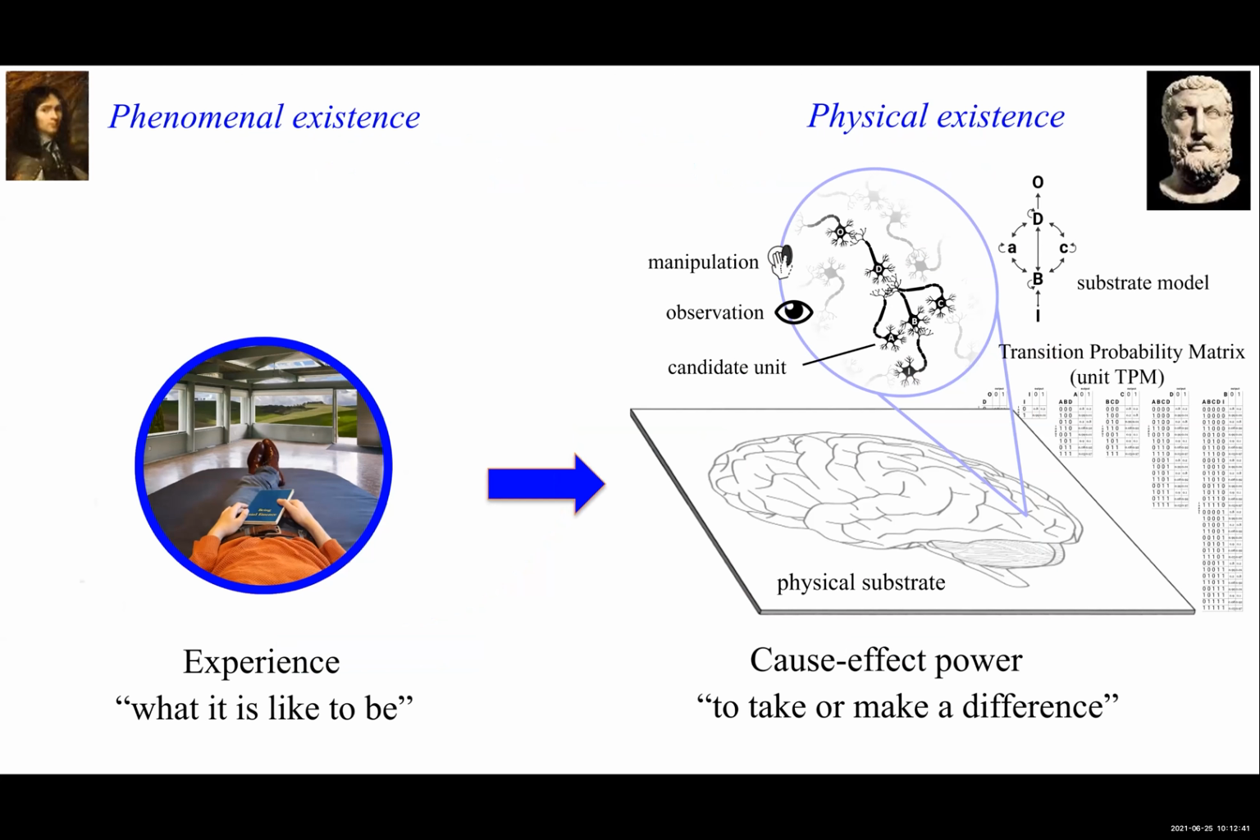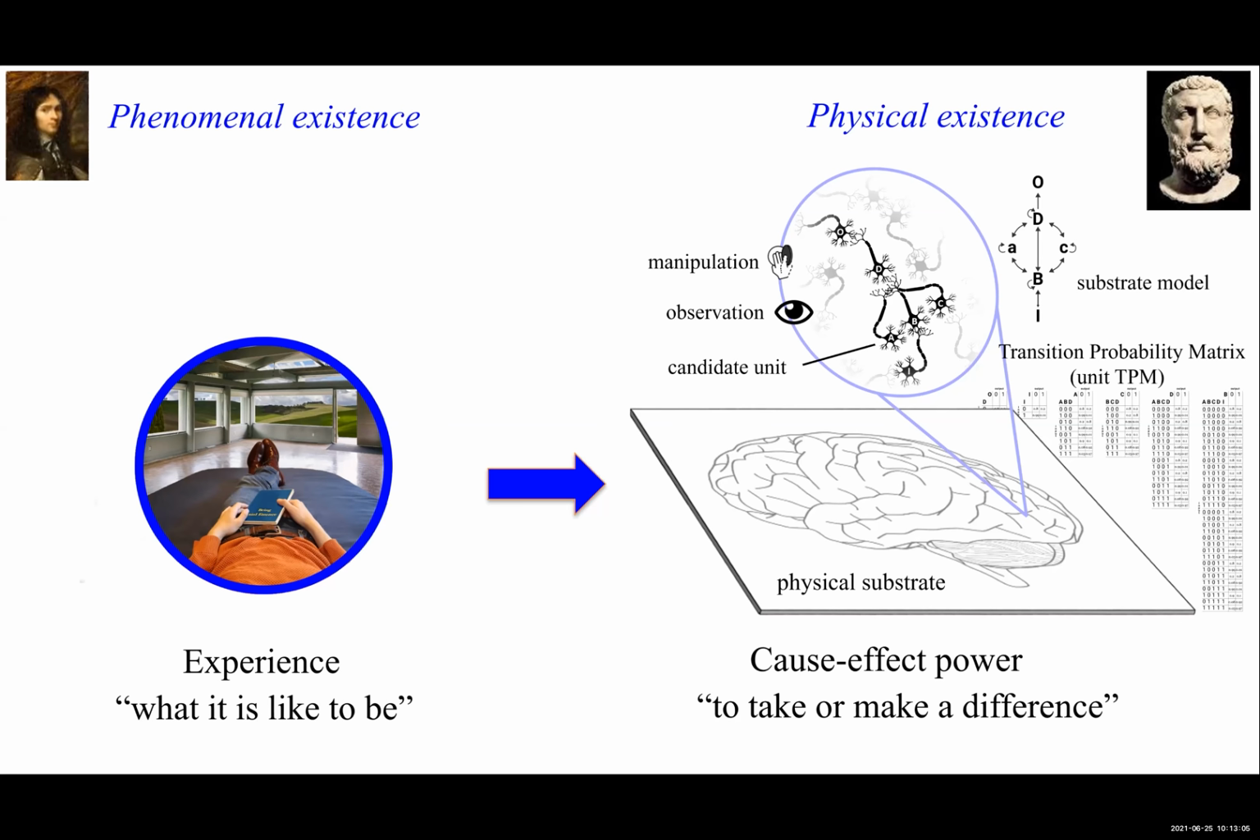And here's a key slide that basically says, okay, you start on the left, basically with Descartes. You take experience, what it is like to be, as primary. That is what exists immediately and indubitably. And then from there, you posit that there is a world outside of you, independent of you, which is physical, takes and makes a difference, and atomic.